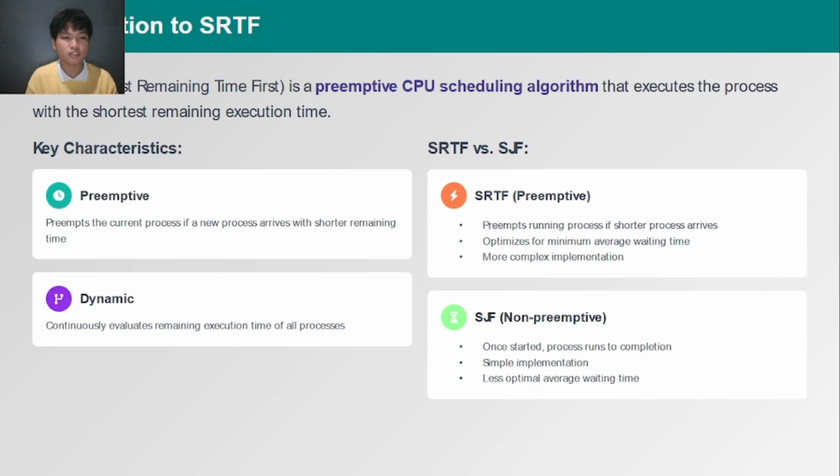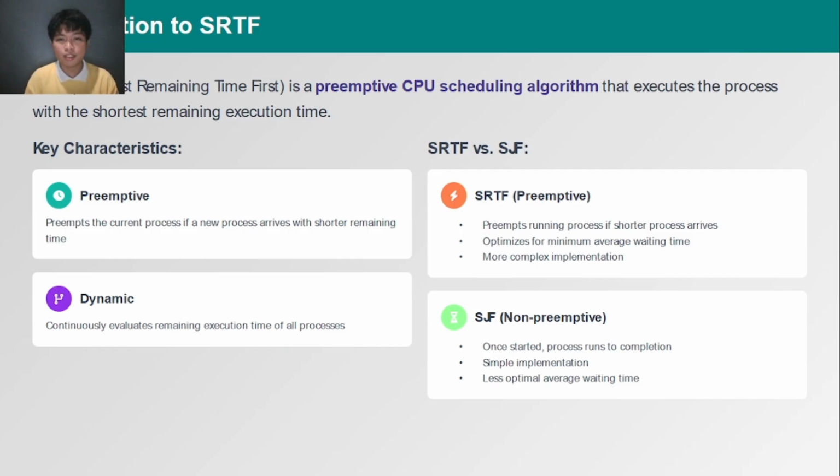Here, shortest remaining time first has key characteristics: preemptive and dynamic. Preemptive means it preempts the current process if a new process arrives with a shorter remaining time. Dynamic means it continuously evaluates the remaining execution time of all processes.